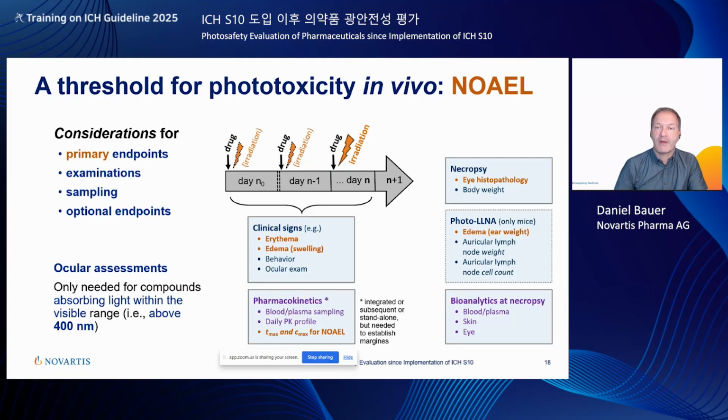Typically, you use rodents and you treat them for a couple of days and then you irradiate them. In some test models, you can irradiate every day because the animals are freely moving, not anesthetized, not restrained. You can just dose them, irradiate them, and then see what happens.